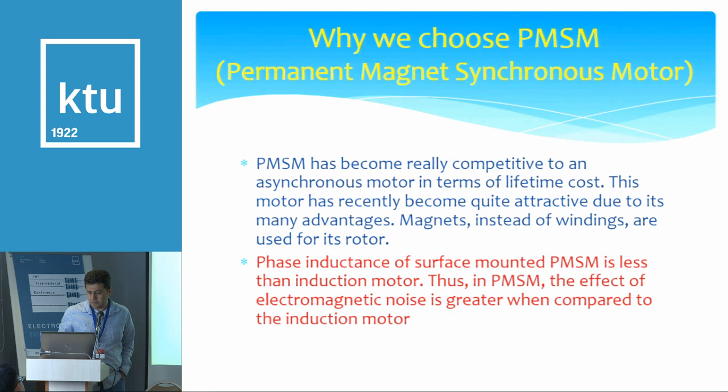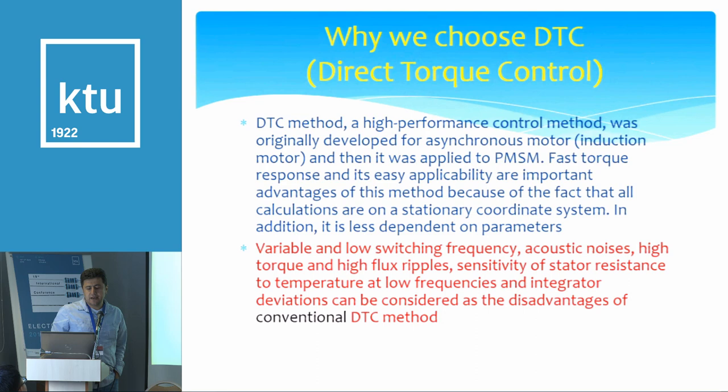Why did we choose the direct torque control method? Direct torque control is a high performance control method, originally developed for asynchronous motors, and then applied to permanent magnet synchronous motors. But there are disadvantages of direct torque control methods. Variable and low switching frequency, acoustic noise, high torque and high flux ripples, sensitivity to stator resistance, temperature at low frequencies, and integrator deviations can be considered the disadvantages of conventional direct torque control methods.